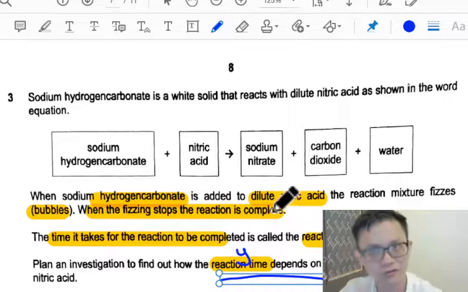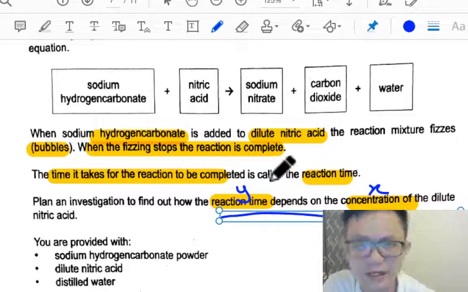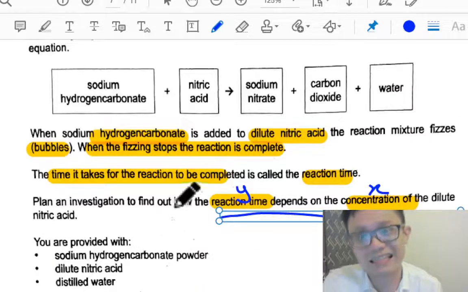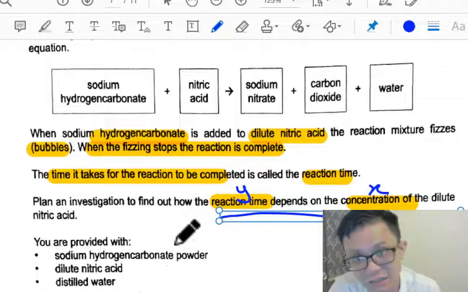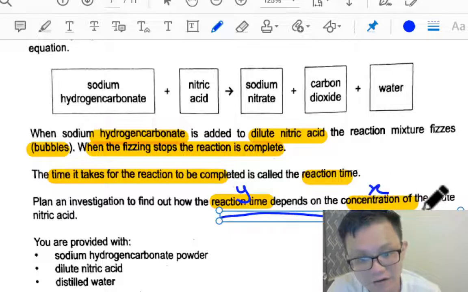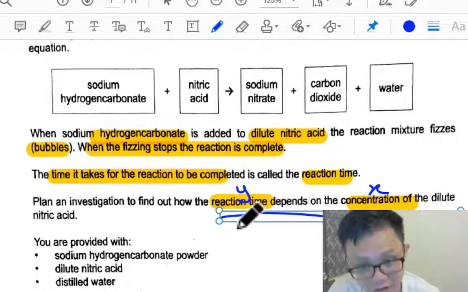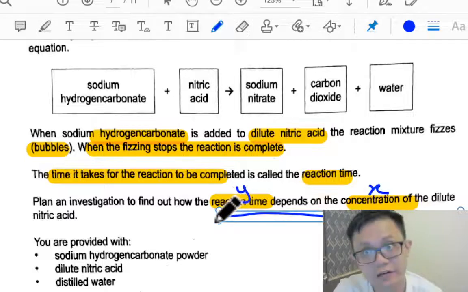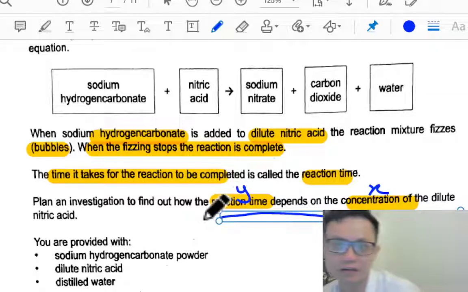Okay. If you don't know, never mind. For this question, you don't need to really know all the things. It doesn't really matter, because it's to design the experiment. If you say that with a high concentration of nitric acid, the reaction time is faster, you could get it correct. If the concentration is higher, the reaction time is lower, you also will get it correct. The reason you will get it correct is because it's a hypothesis.